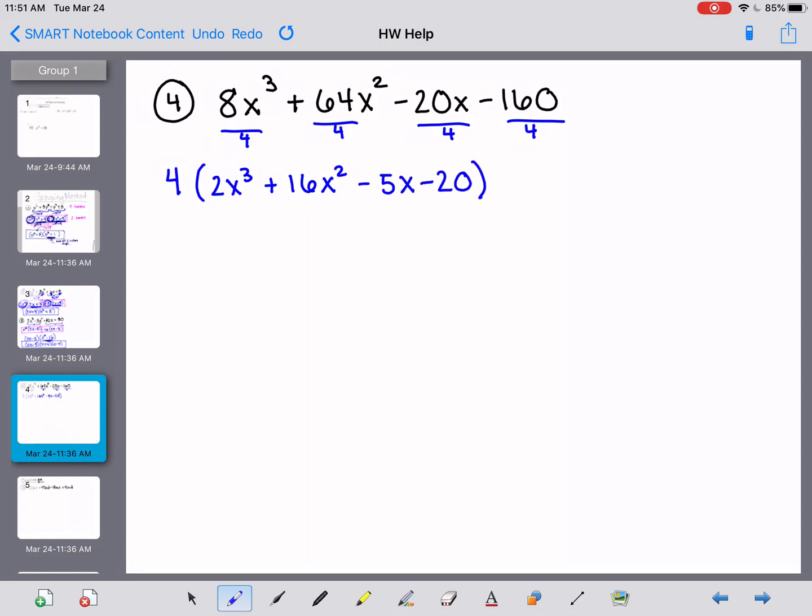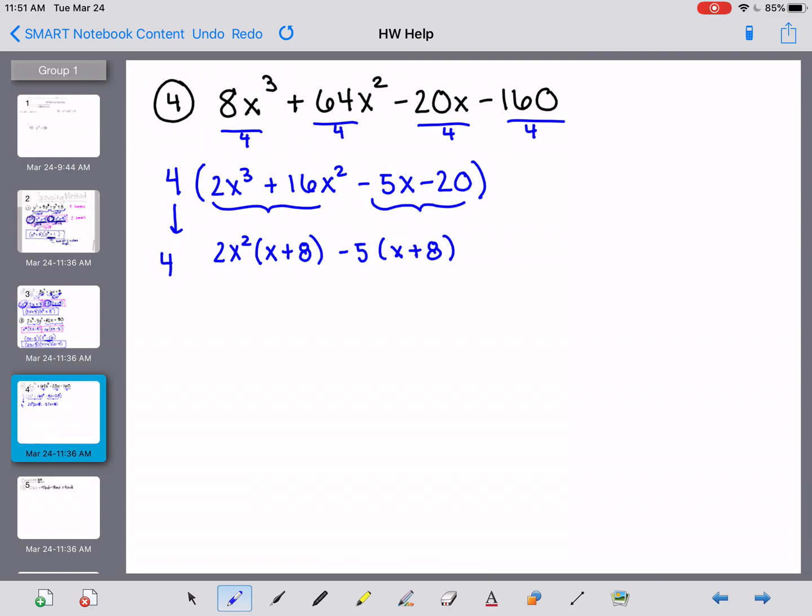Okay, I'm going to ignore that 4 out in front. It's just going to keep coming down into my answer. And then I'm going to do my grouping method. If at any point you want to pause the video and try it, go ahead. So here my GCF is 2x squared. Over here, my GCF is negative 5.